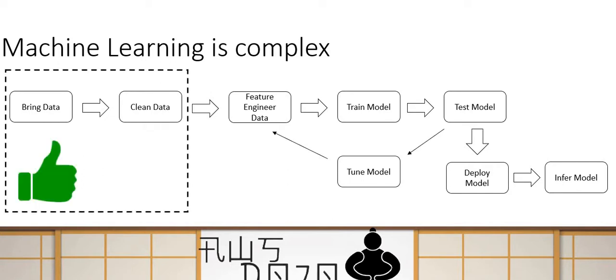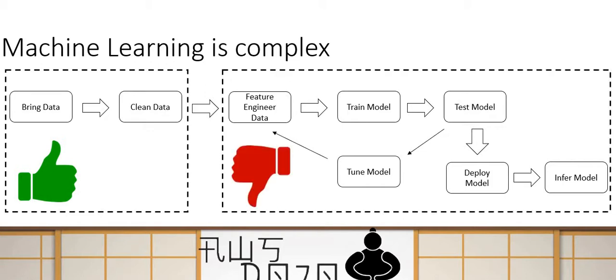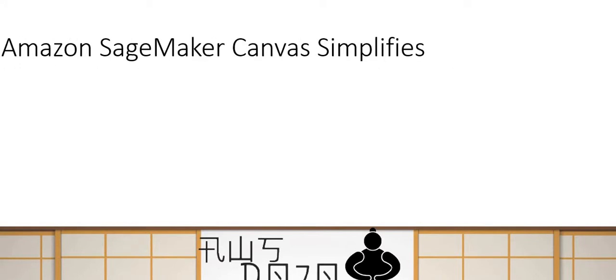Your business analysts are very good in the first two parts. They can bring data and they can clean the data, because they know their data very well. But when it comes to the rest of the machine learning part, they find it challenging because they see that they cannot do these things unless they know coding. And that's where SageMaker Canvas comes in to solve the problem.